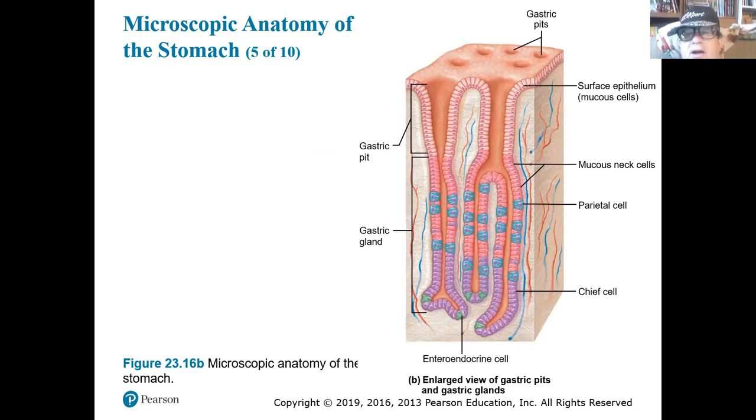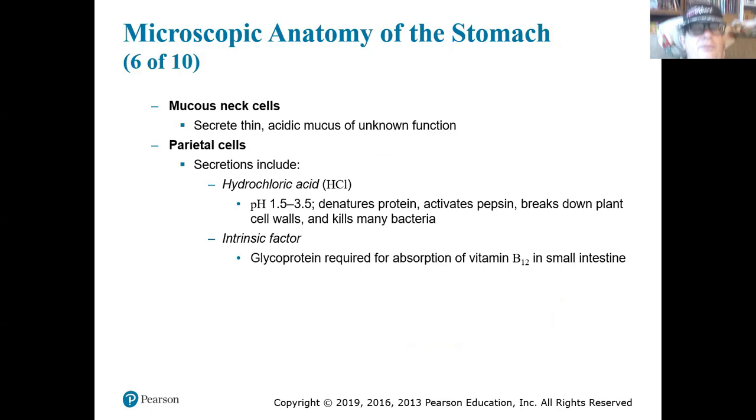These dark pink cells are the mucus neck cells; the light ones are the surface epithelia, the mucus cells. We have parietal cells scattered here, and at the bottom of each pit, these are our chief cells. We're about to go over what each one does. The mucus neck cells make a thin acid mucus that we don't know what it's for. We have no idea.